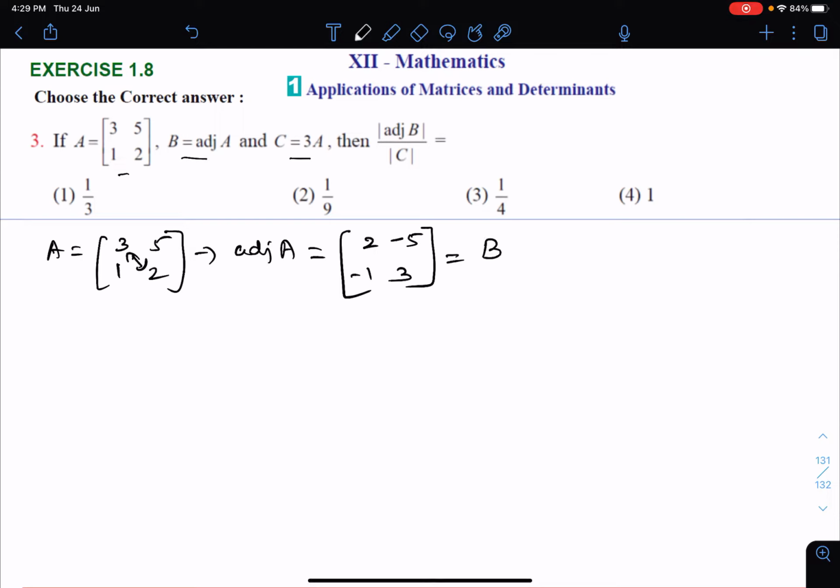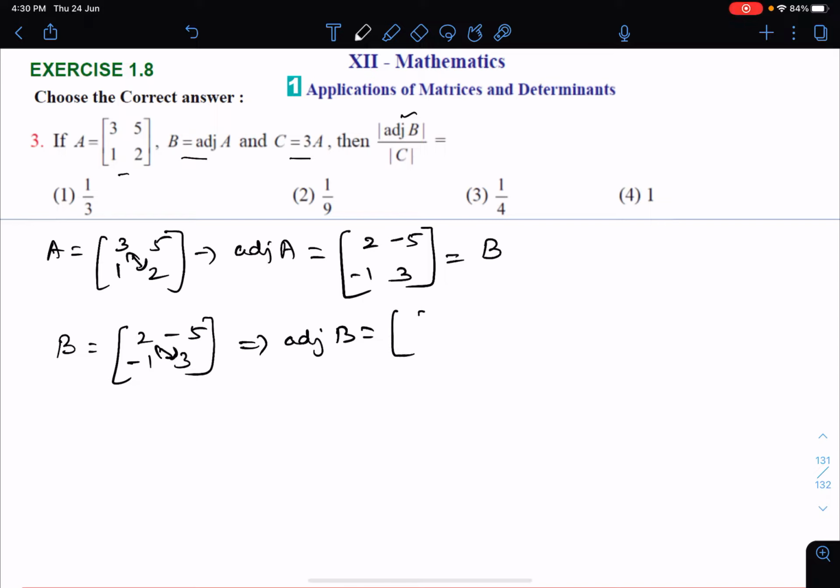This is our first step. Then what is asked in the problem for us? Adjoint B is asked. So for B, now I'll write B. What is our B? 2, minus 5, minus 1 and 3. For this you are going to find adjoint B. Again you are going to interchange both these. So 3 comes up, 2 comes down, and changing the sign you will get plus 5 and plus 1. If it is minus it becomes plus, if it is plus it becomes minus. This is going to be adjoint B.